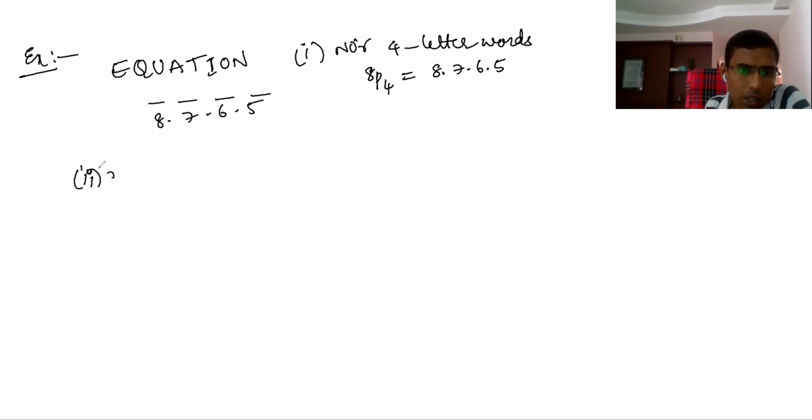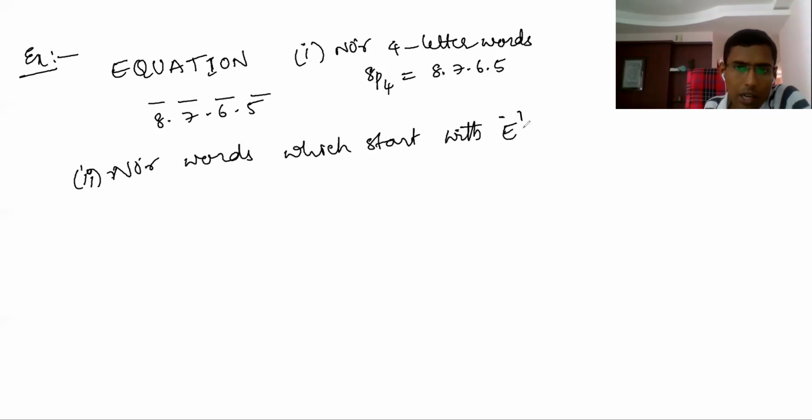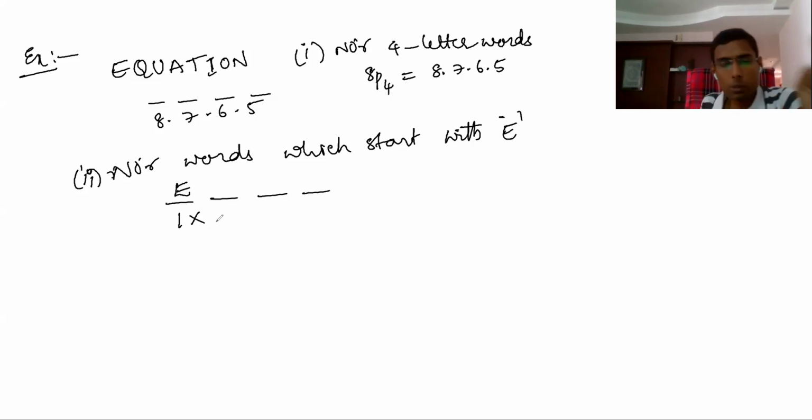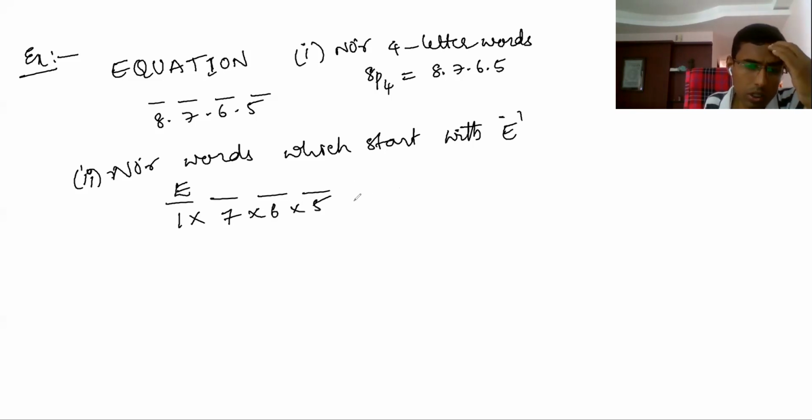Now the second question is the number of words which start with E. That means E should be fixed here. The first blank can be arranged in only one way, because E has to be fixed here. Now the remaining 3 blanks: 7 letters in 3 blanks, 7 into 6 into 5, whatever it comes to.